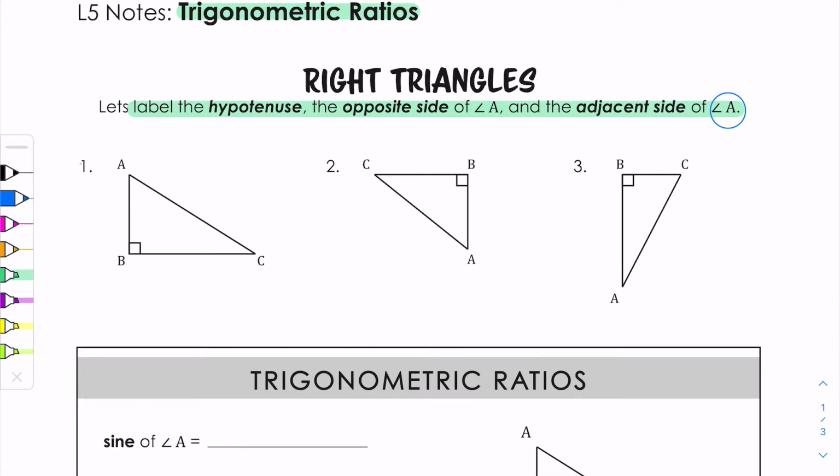In number 1, let's do this one together. The other 2 you can complete on your own. Number 1, angle A is located right here. So in this triangle, the hypotenuse is always directly across from the right angle. So we have the hypotenuse located here.